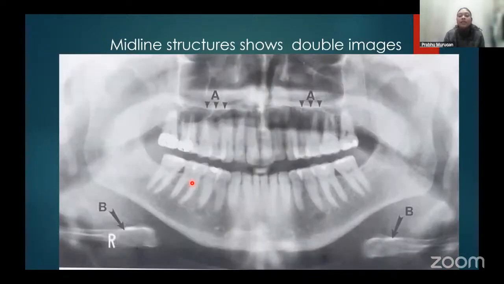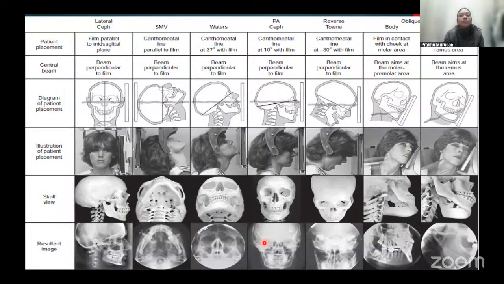The midline structures will be seen as double. The most common midline structures that are seen as double are your hyoid bone, your nasal septum, and your vertebrae. They will be seen as double images on either side of the X-ray. Moving on to the skull radiographs, we have a few important ones. I will just brief about each one of them.